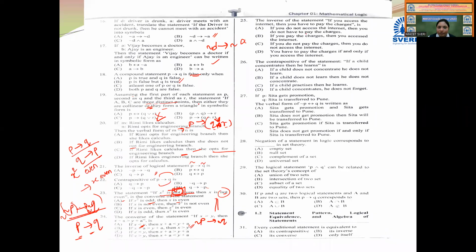The inverse of the statement. If you access the internet, then implication आहे पुन्हा एकदा. Then you have to pay the charges. Is inverse सांगायचा. Option A, ma'am. याला नॉट जाईल आणि याला पण नॉट जाईल. Option A, ma'am. Very good.